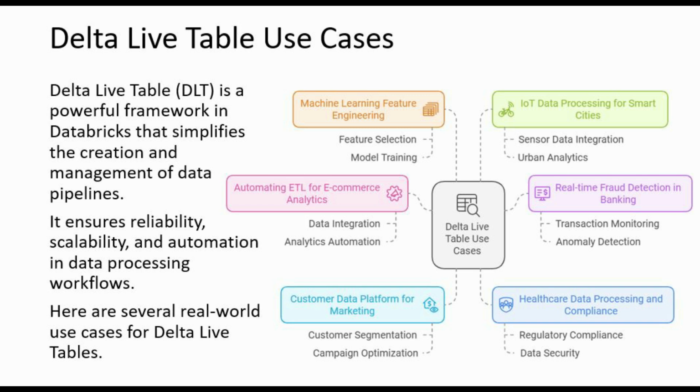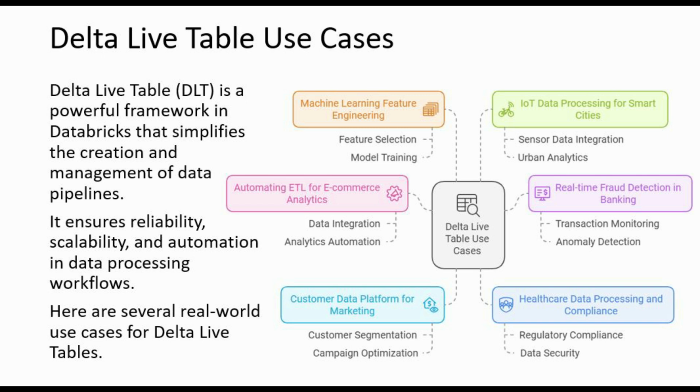Use Case 2. Real-time fraud detection in banking. Now let's move to banking. Detecting fraudulent transactions in real time is crucial. With Delta Live Table streaming, transaction data can be ingested seamlessly. Transformation rules can flag anomalies such as unusually large transactions.